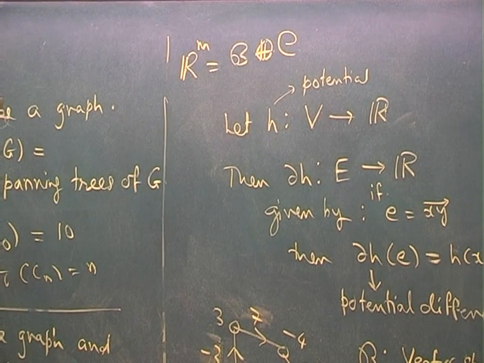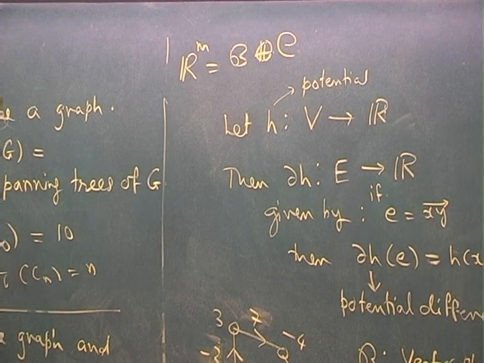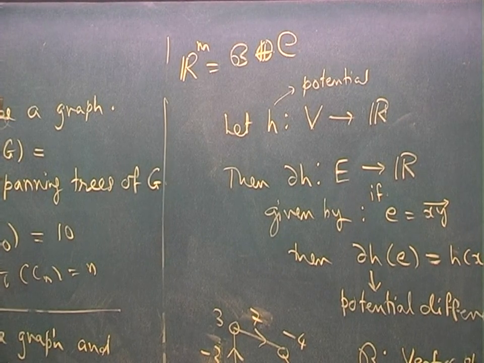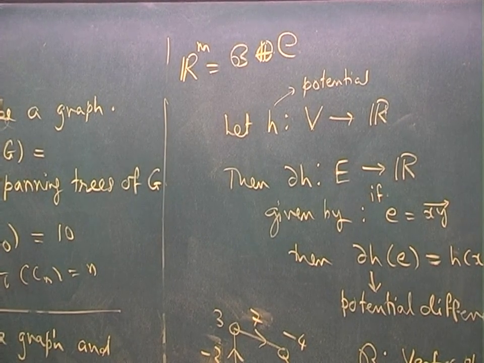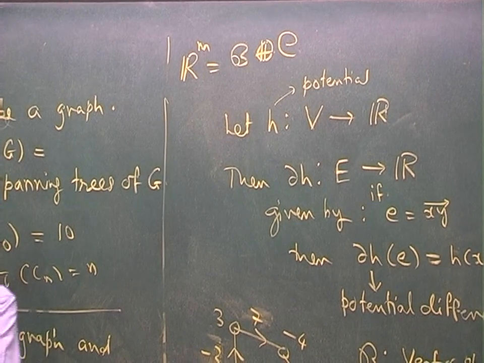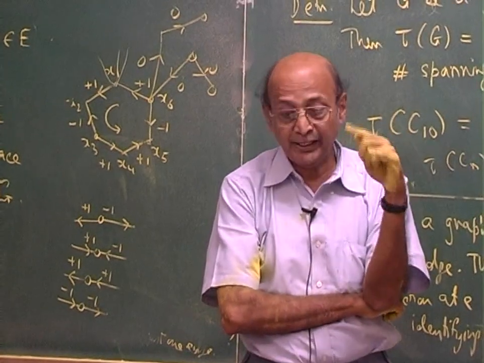In case your graph is connected, then the bond space has dimension exactly equal to n minus 1. Its dimension is exactly equal to n minus 1. In fact, it's if and only if. And then based on this one can calculate the number of spanning trees, etc.